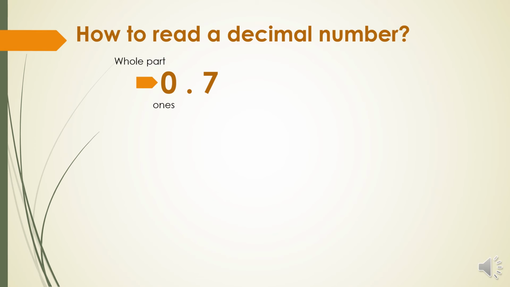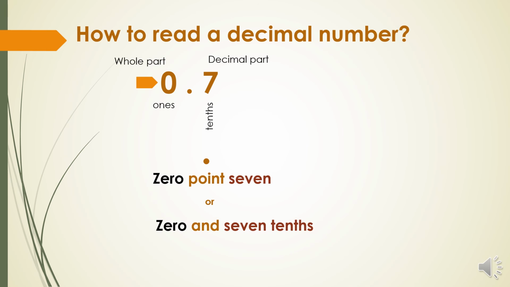0.7, the same. We have the whole part is 0 and the decimal part is 7. And 7 is called the 10th digit. Let's read it together. 0.7 or 0 and 7/10. If we have a decimal fraction, 7 over 10, we call it 7/10. Excellent.